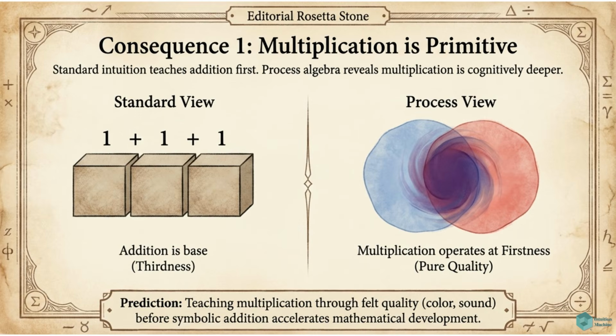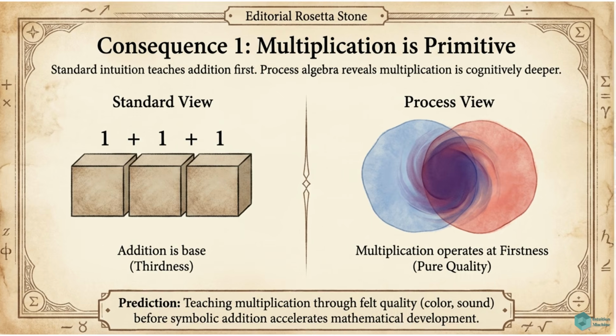There are some counterintuitive results of this mapping between EML and QML. Consequence 1. Multiplication is primitive. While standard intuition teaches addition first, process algebra suggests multiplication is cognitively deeper, operating at the level of pure quality. Teaching multiplication through felt quality may accelerate mathematical development.